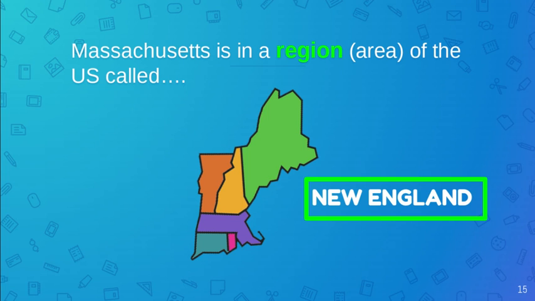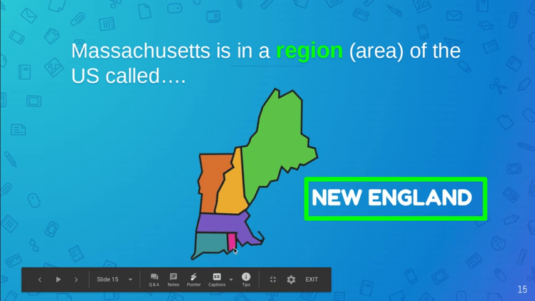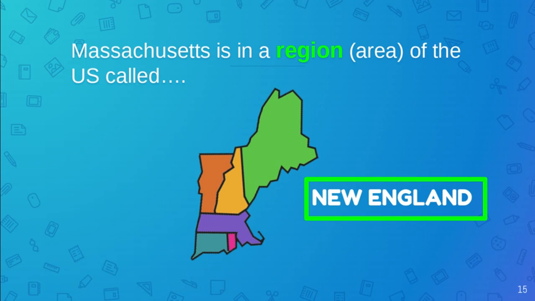So this is a picture of New England. All of these states together are called New England. This purple one is Massachusetts. These other states are our neighbors. And together, all of these states are called New England. So when you hear about people traveling to New England, it could be any of these states.